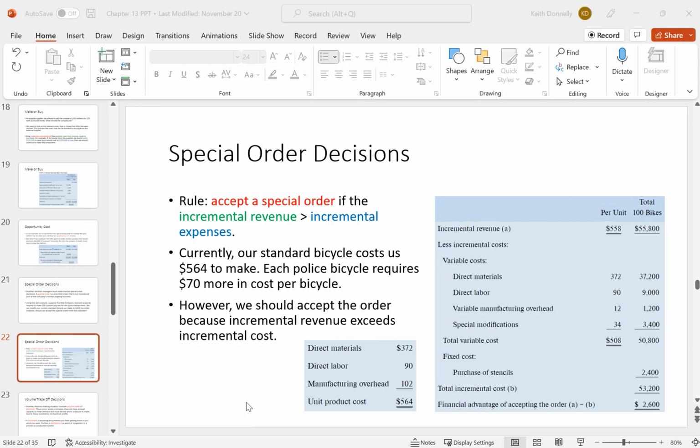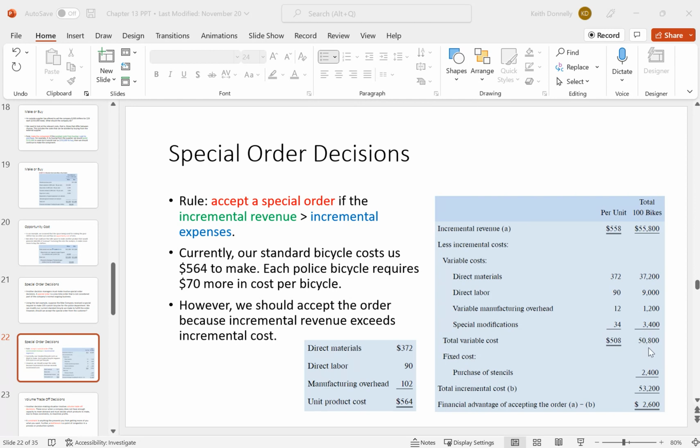However, what we're going to see here is that we should accept the special order because the incremental revenue in this case is going to exceed the incremental cost. In other words, the 55 is going to exceed the incremental cost of 53. So if we look at it, right, we're going to sell per unit, in this case, 558 times 100 bikes. We're going to have our direct material, our direct labor, our variable manufacturing overhead here in this case. And then we'll have our special modifications. And we just do it times 100 bikes.